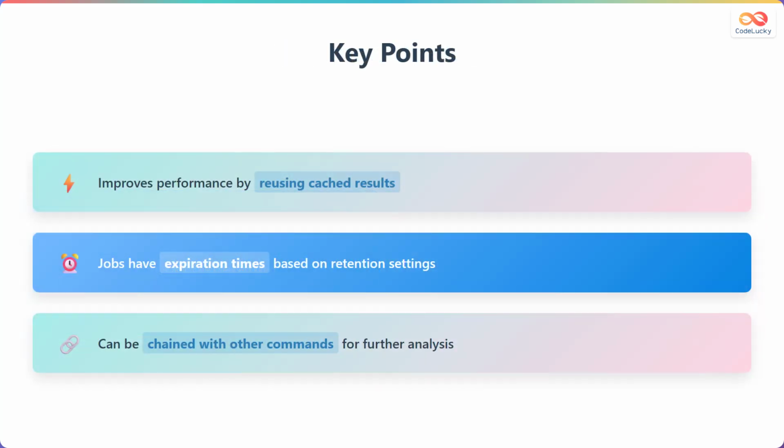Here are the key points to remember about the loadjob command. First, it improves performance significantly by reusing cached results instead of re-executing searches. Second, keep in mind that jobs have expiration times based on your Splunk retention settings, so older job results may no longer be available. Finally, loadjob can be chained with other SPL commands, allowing you to perform additional analysis and transformations on the loaded data.